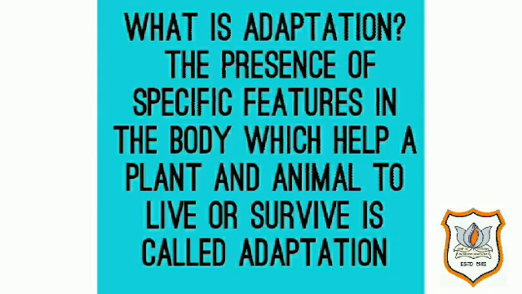And what is adaptation? The presence of specific features in the body which help a plant and animal to live or survive is called adaptation. Adaptations may be in the form of modifications in shape, body organs, color, and size. For example, the lotus plant is well suited to aquatic habitat, and a camel is well adjusted to live in desert conditions.